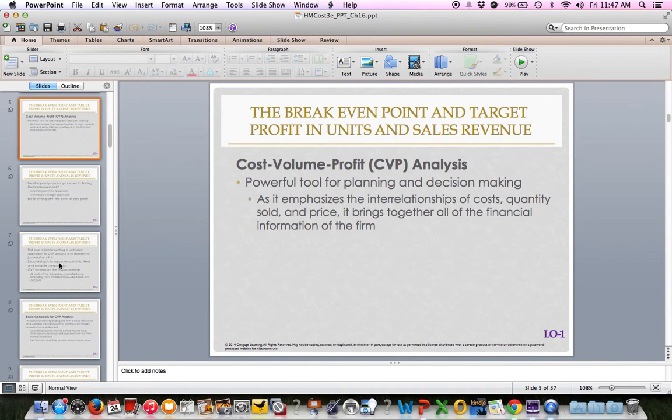Okay, so cost, volume, profit, CVP, is a powerful tool for planning and decision making. That's really where it's useful: if we've got a pretty good handle on our costing and our volume, we can turn that into profit analysis, right? So basically saying, if I sell this much product, I can make this much money. It brings together all the financial information of the firm.